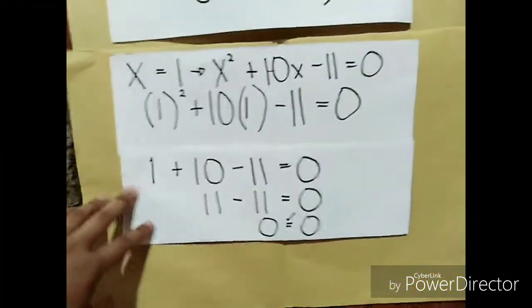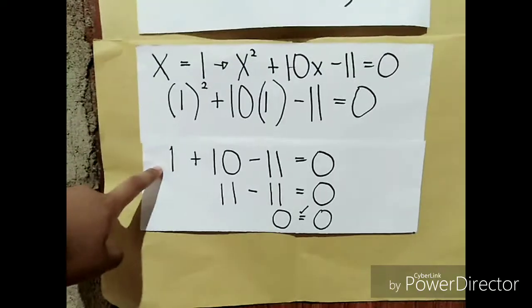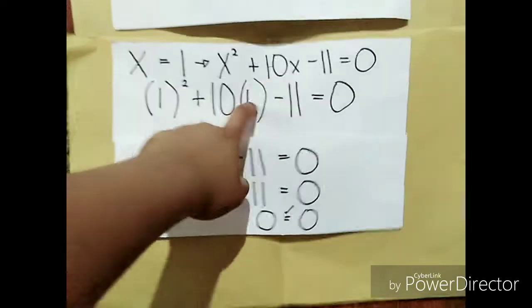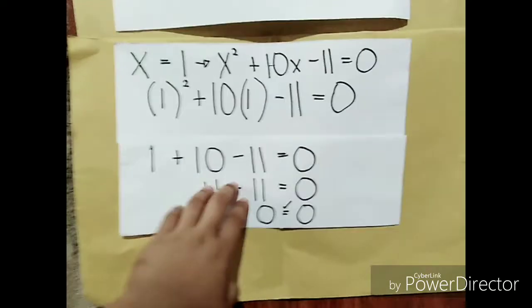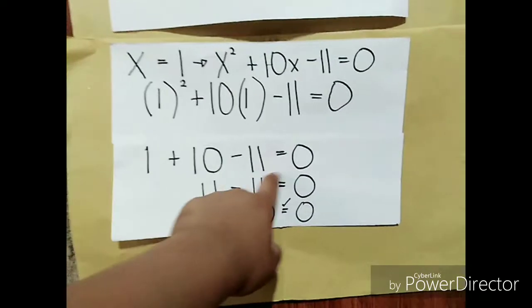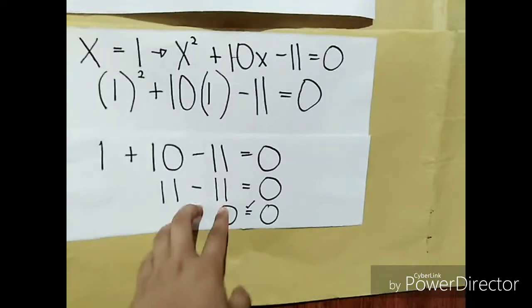Here, let's solve. 1 squared equals 1 because 1 times 1 equals 1, plus 10 times 1 equals 10. So 1 plus 10, then copy the negative 11. So minus 11 equals 0. Then 1 plus 10 equals 11. Minus 11 equals 0.